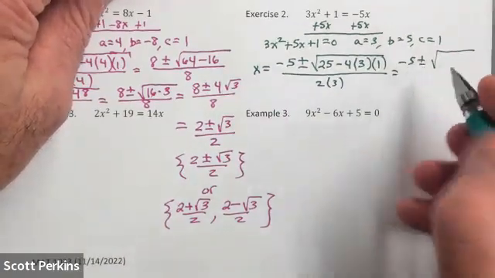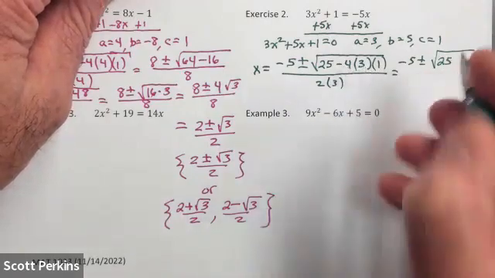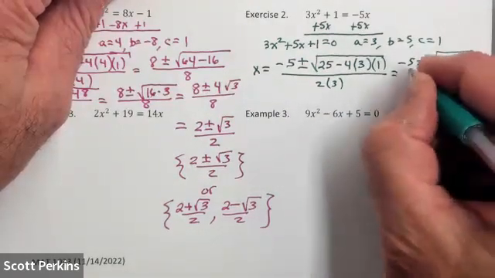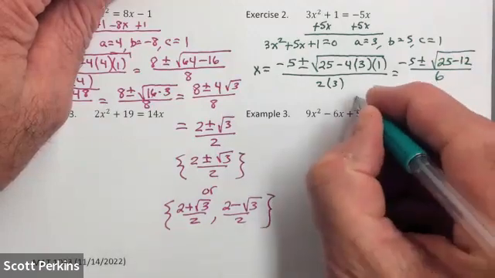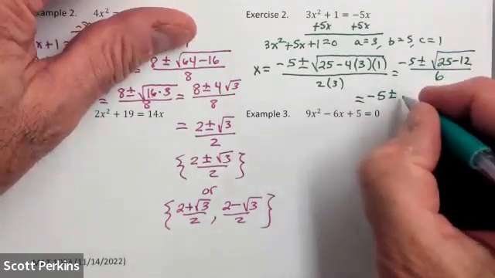So that's negative 5 plus or minus underneath the radical. 1 times 3 is 3. 3 times negative 4 is negative 12. 25 minus 12 is 13.